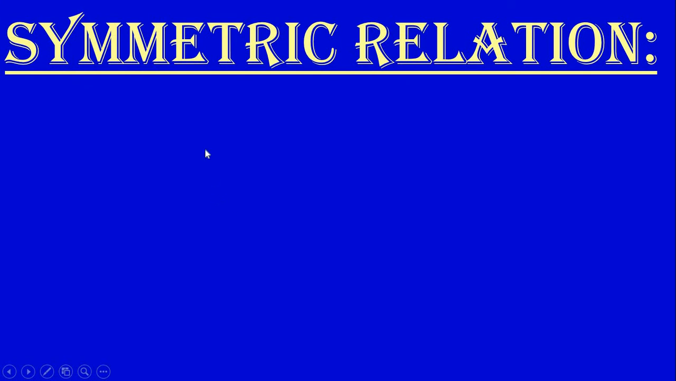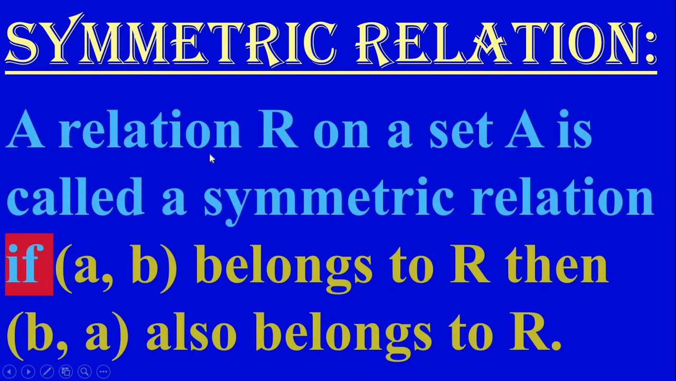So we say the definition of symmetric relation: a relation R on a set A is called a symmetric relation if (a, b) belongs to R, then (b, a) also belongs to R. That is, if a is related to b, then b is also related to a by the same relation. Important: we have to check symmetric relation only when (a, b) belongs to R. If (a, b) is not there, the symmetric relation is automatically satisfied.